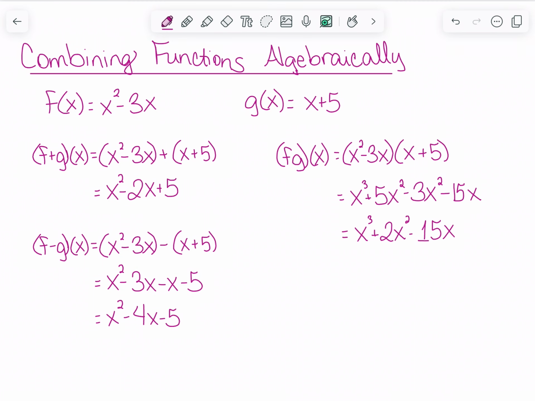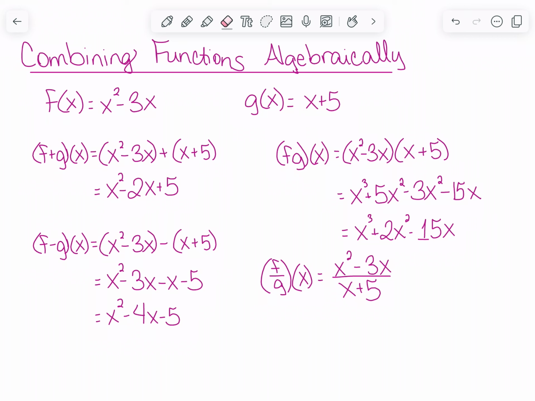When multiplying, we have x squared minus 3x times x plus 5, and we will need to FOIL. The first two, x squared times x, gives me x cubed. The outsides, x squared times 5, gives me 5x squared. The inside, negative 3x times x, gives me negative 3x squared. And then the last, negative 3x times 5, gives me minus 15x. This then simplifies to x cubed plus 2x squared minus 15x.